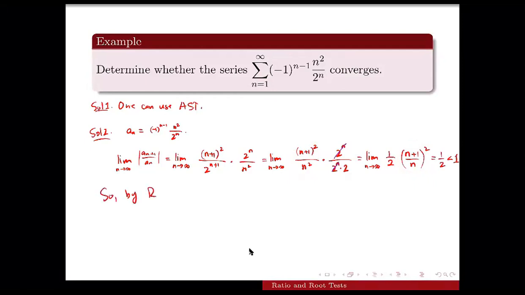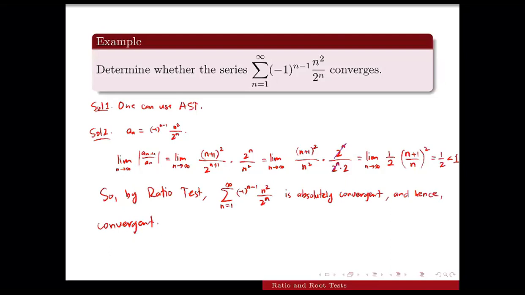So by the ratio test, the series -1 to the n minus 1, n squared over 2 to the n, from 1 up to plus infinity, is absolutely convergent, and hence convergent.